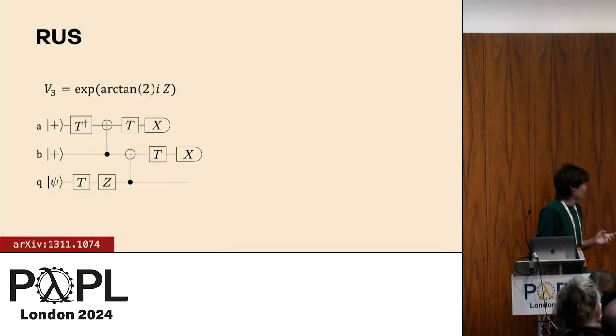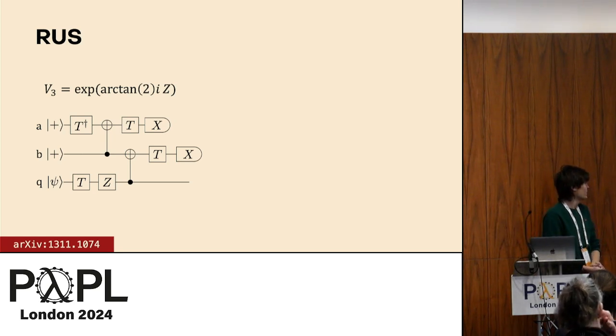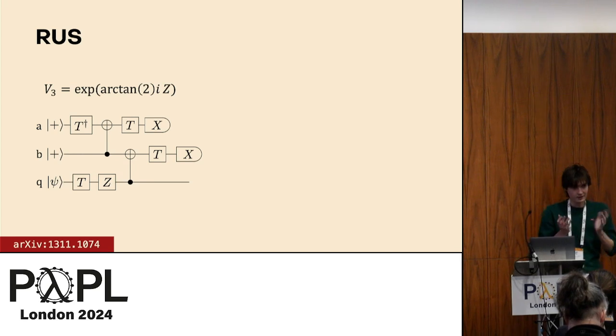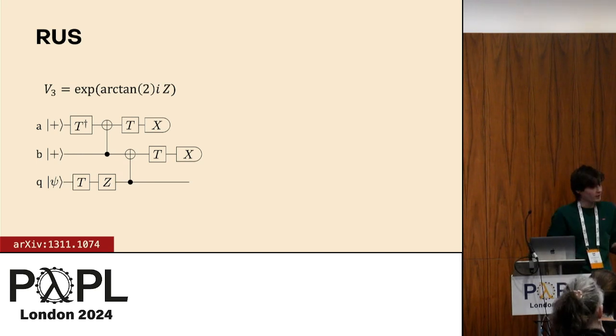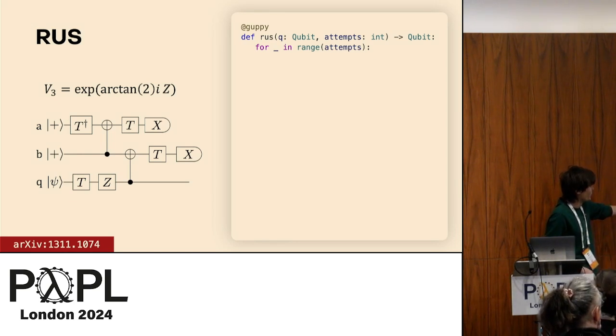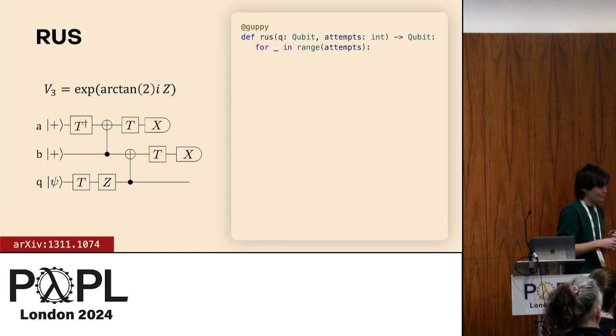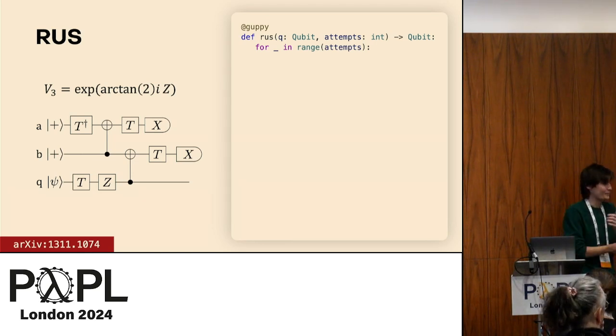I've prepared an example from this paper I showed you before that does repeat until success. What we're trying to do here is apply this single qubit V3 gate on qubit Q using 2 ancillas A and B. The way we would write this in Guppy is we define a function that takes this qubit Q as input and also a number of attempts we want to try, because we don't want this to run forever, right? We want to terminate.